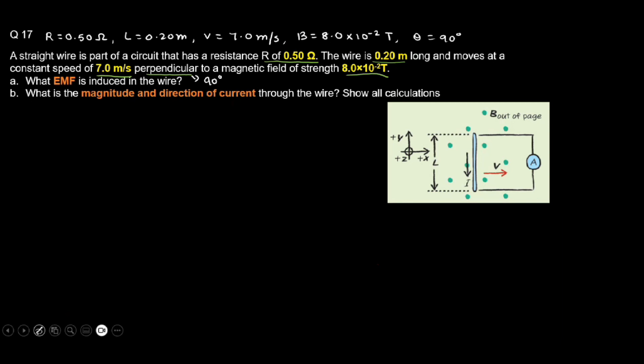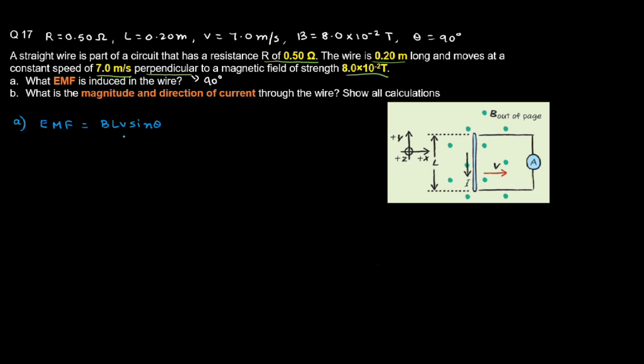So let's start with the first part of the question. In part A, we want to find electromotive force. Electromotive force or EMF is the potential difference that is induced in the wire. Do not confuse this word force with the force acting on a particle. Electromotive force is potential difference and not force. And the value of this potential difference is given as B L V sine theta.